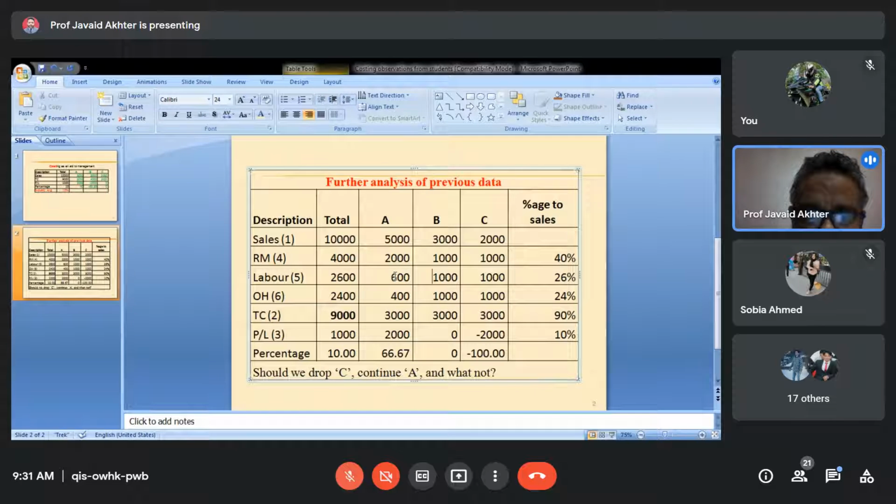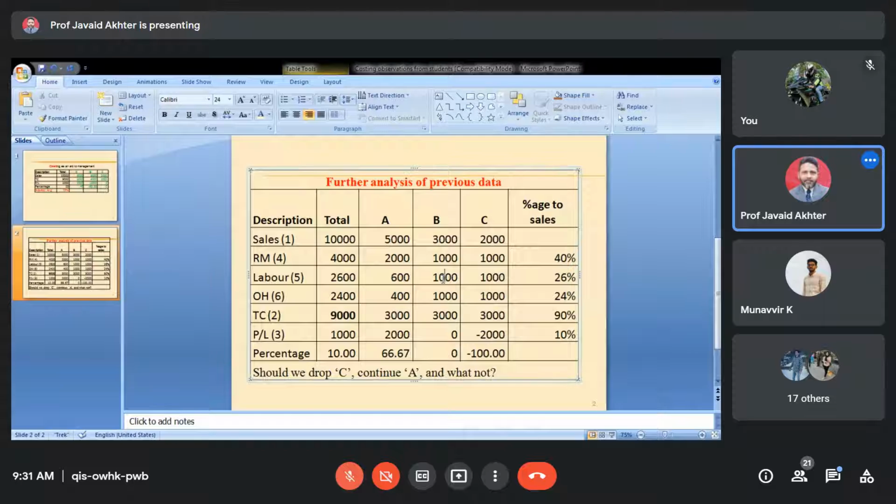Let us talk about labor. What is the percentage of labor of the total sales revenue? You are spending 600 rupees out of 5,000. It is less than 10%. How much are you spending for labor here? 33%. Why is it that we are spending less than 10% here and 33% here?